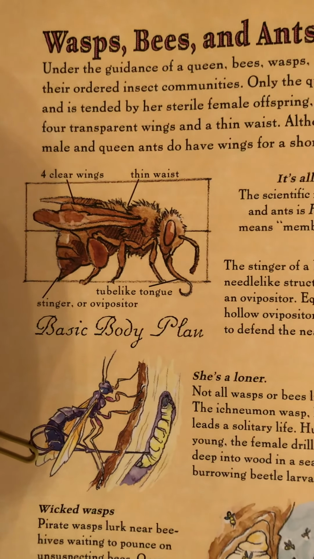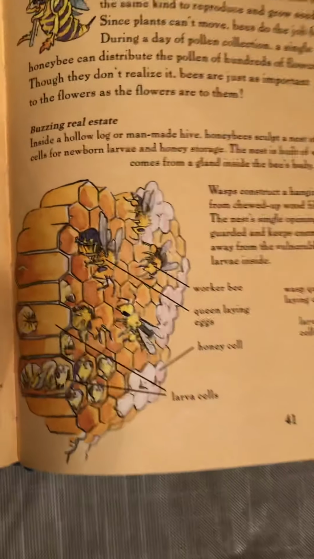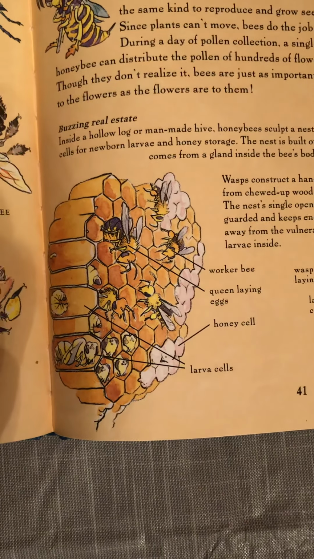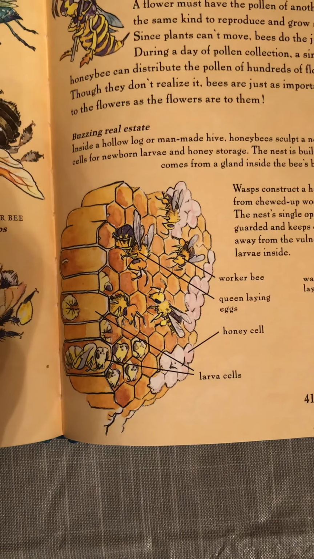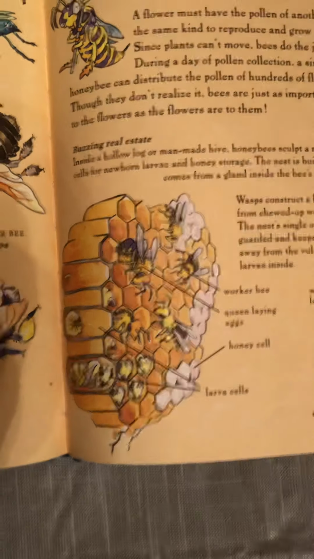Do you know where bees live? They live in a hive. Here you can see the bees working together. What do you think they're doing in there? They're taking care of the babies and making honey.